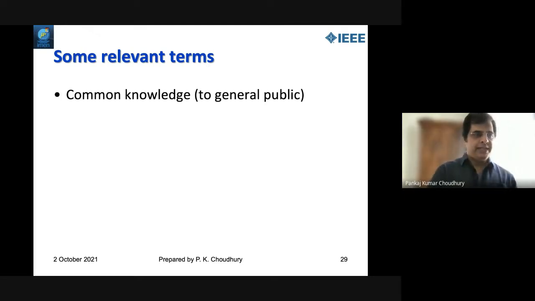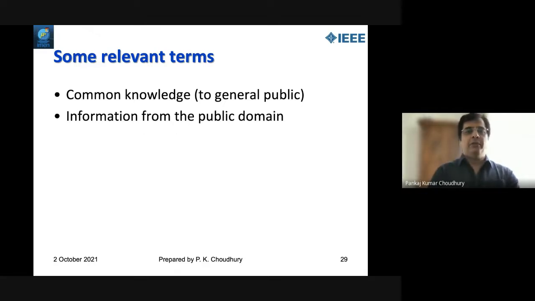Okay? So common knowledge means these are likely to be known by the general public. And it is necessary to cite the sources of the facts. That is what I just now said, that if you go for the investigation of how the laws were derived, in that case, definitely one has to cite the sources of the facts. And why? Because those are not generally known, or they are ideas that interpret the facts. Okay.